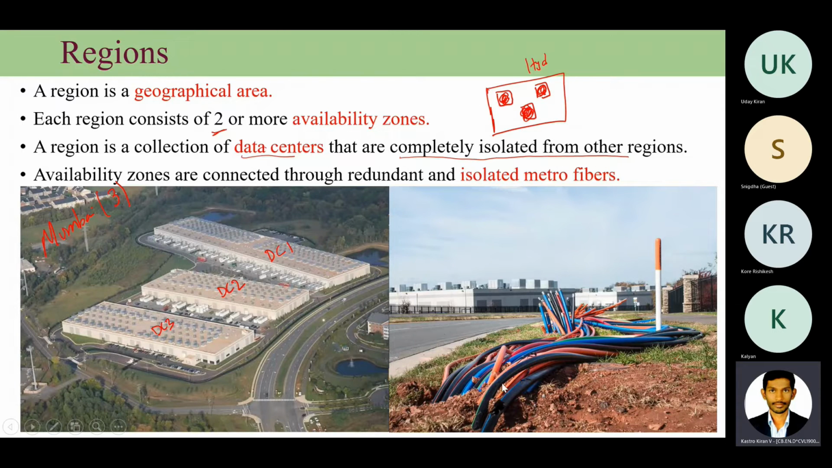These are the cables available for one of the regions in AWS. You can see the size of the cable wires itself. These are very massive cable wires. The servers available in data center 3, 2, and 1 are all connected by using these huge cables. So that is what a region is.